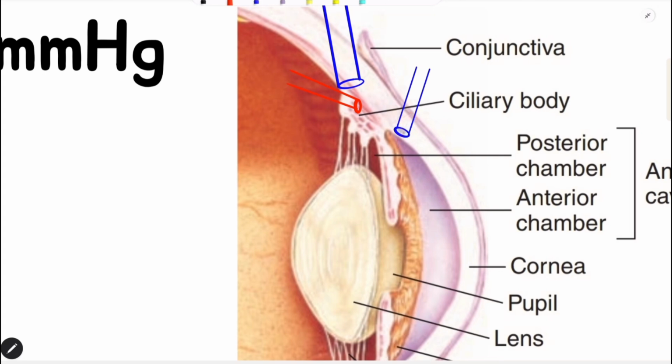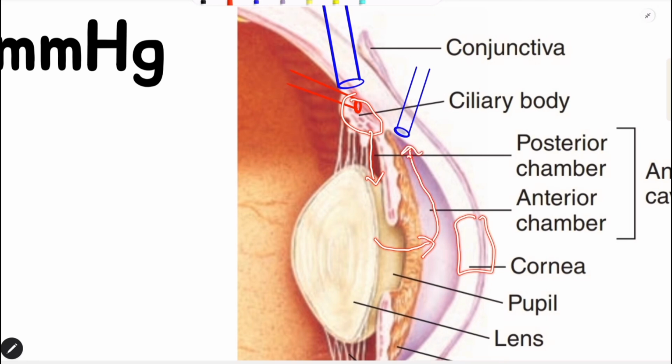This is also called trabecular outflow. So the aqueous humor is secreted from the ciliary body and enters into the posterior chamber of the eye. Then through the pupil it comes to the anterior chamber, provides nutrition to the cornea, and after doing its job it is drained through the trabecular outflow.